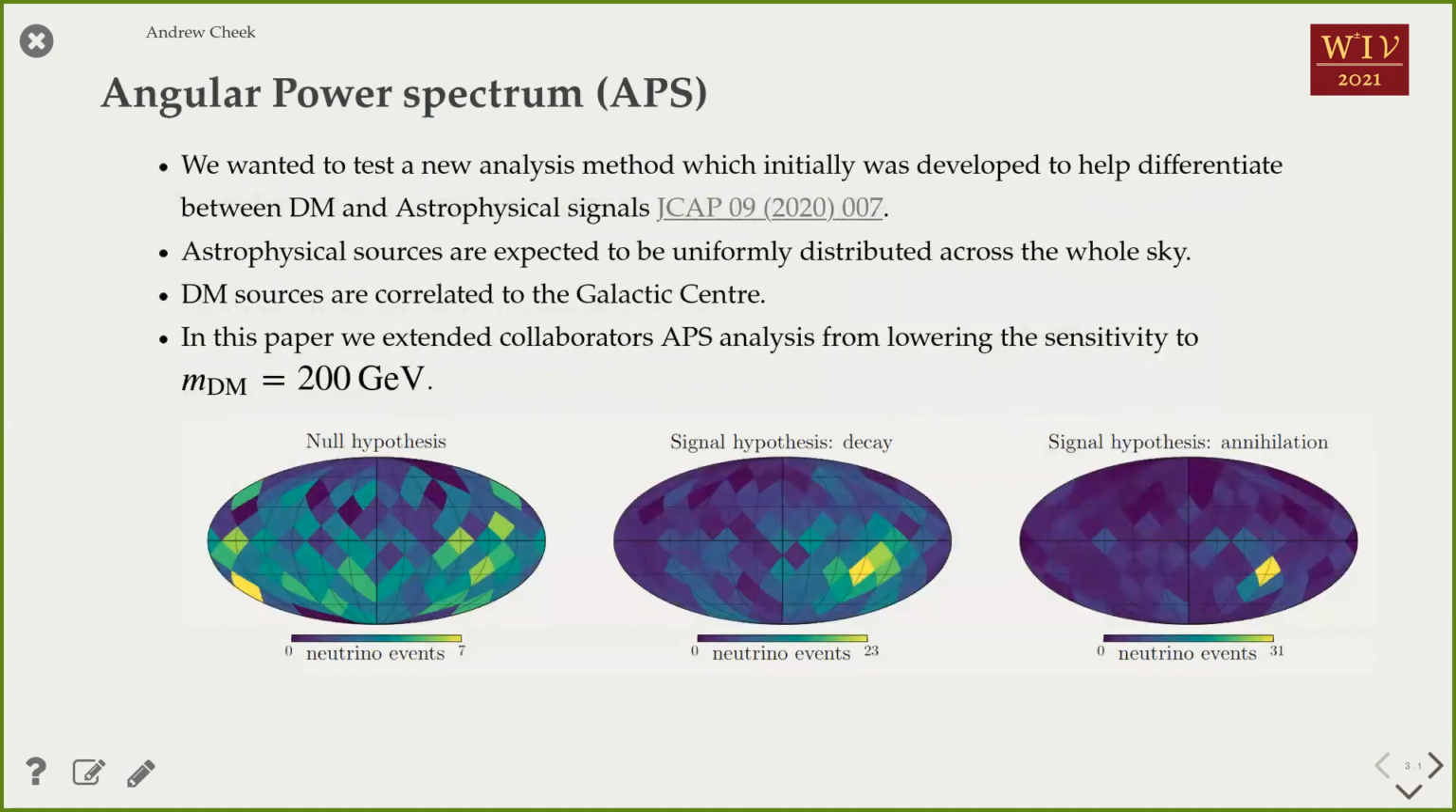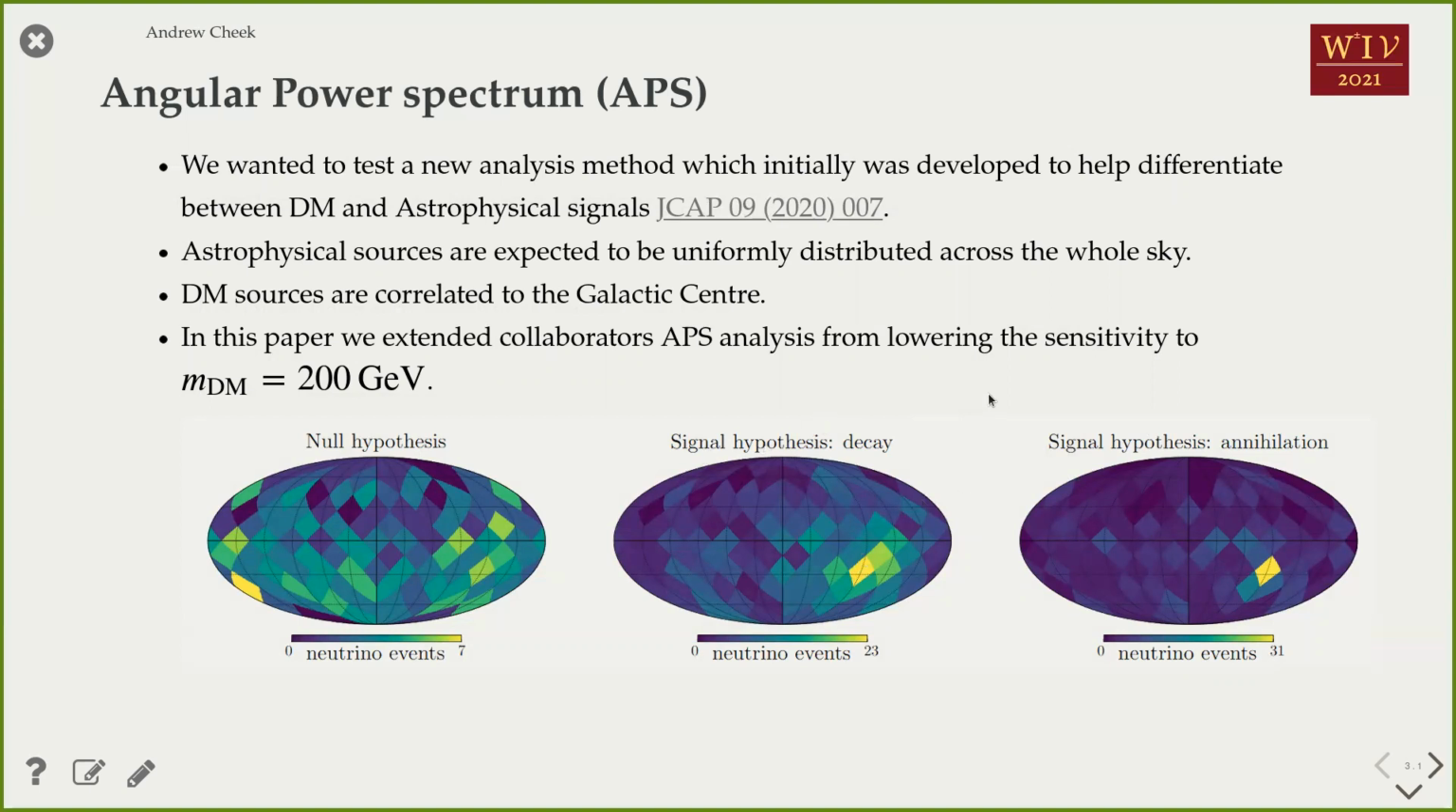This new analysis technique that I mentioned in the first slide uses the angular power spectrum, and it was originally developed to help differentiate dark matter, whether it decays or annihilates, from astrophysical signals. Here I show some sky maps at the bottom, and basically what I'm showing is how the different signals are distributed on the sky. The astrophysical background on the left is nearly isotropic, and it contains the atmospheric neutrino background as well as astrophysical components that are described by a power law. In the middle and on the right, I show decaying and annihilating dark matter, and these are highly correlated with the position of the galactic center on the sky, and therefore anisotropic.